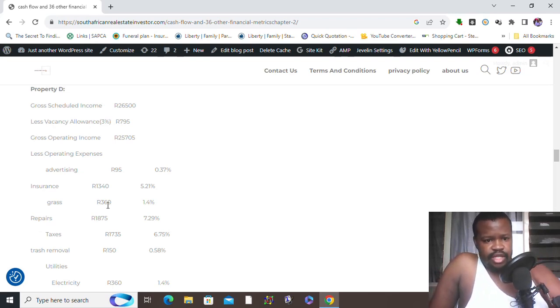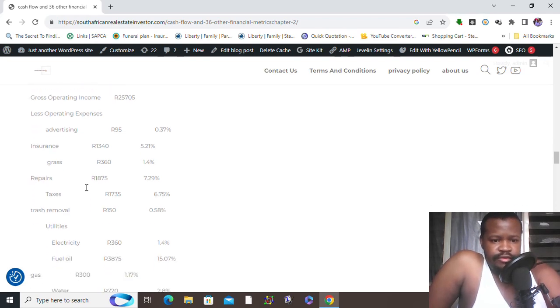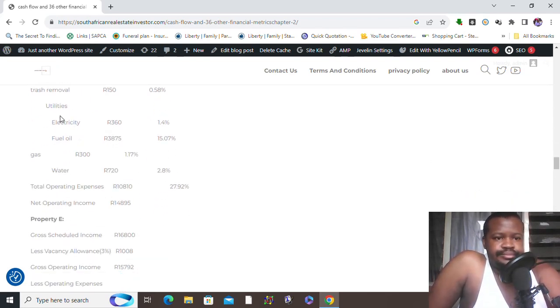Trash removal or dustbins 150, which is 0.5%. Where the utilities are electricity 360, which is 1.4%. Fuel oil 3,875, which is 15.07%.